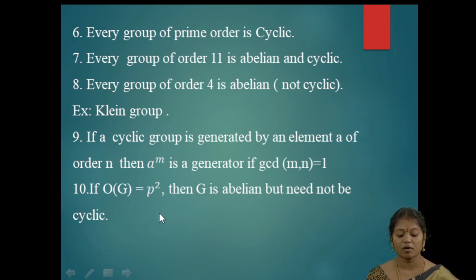Next statement: if the order of G equals p square, then G is abelian but need not be cyclic. Which means the order of G equals 3 square. 3 is a prime number, 3 square. Order of G equal to 9 is abelian but need not be cyclic.